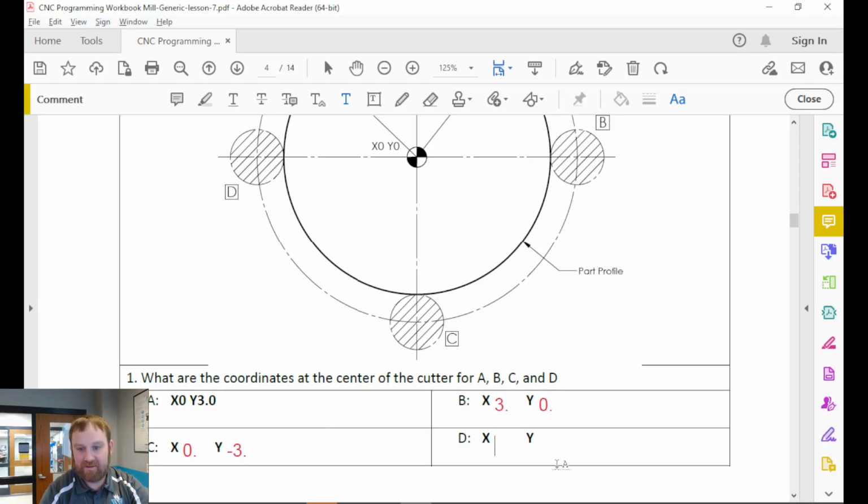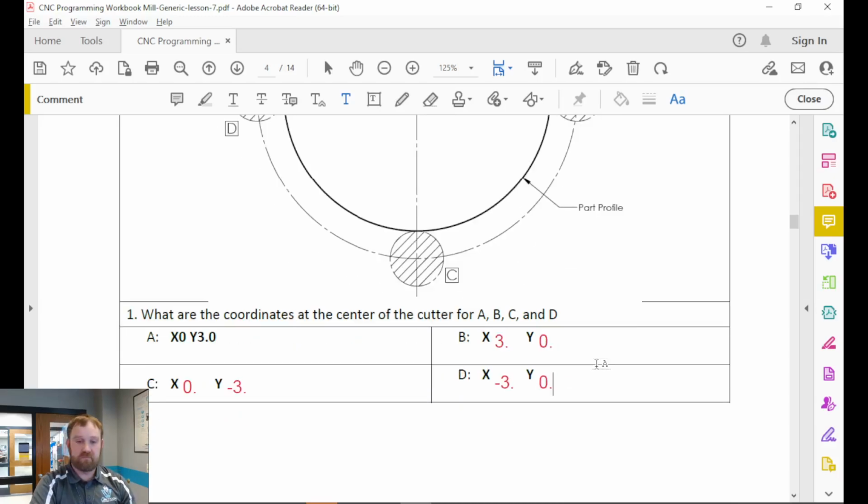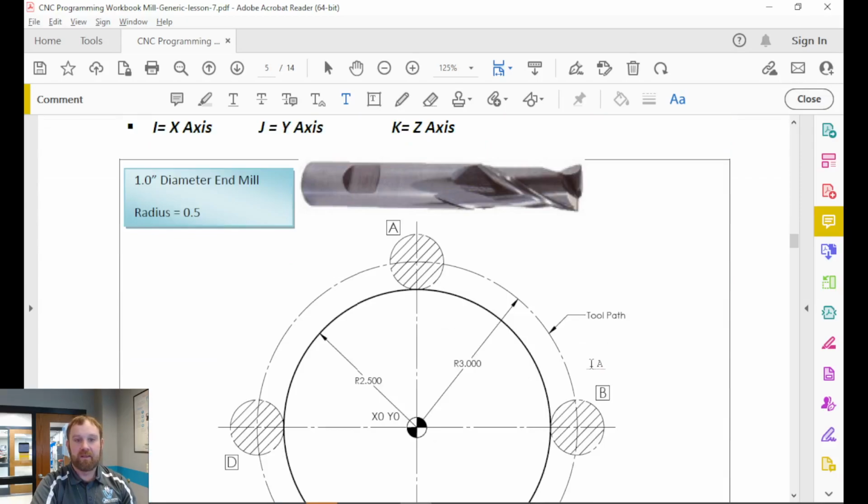And give me D there, Mr. Hedrick. X is negative 3, Y is 0. Negative 3, Y 0. Okay. Those aren't too bad, right? Okay. Let's go to the next one.